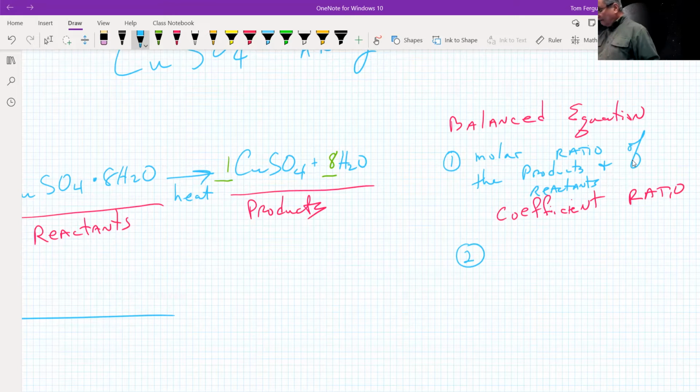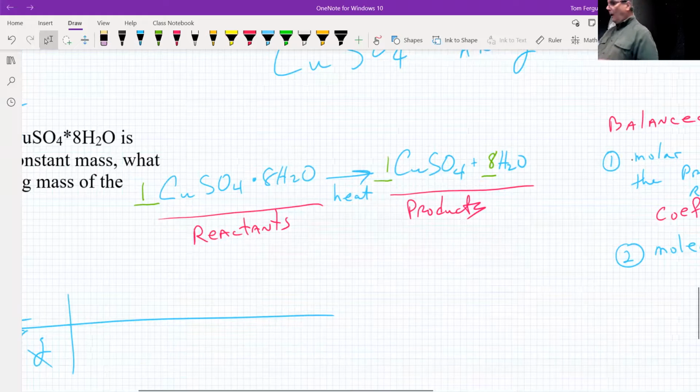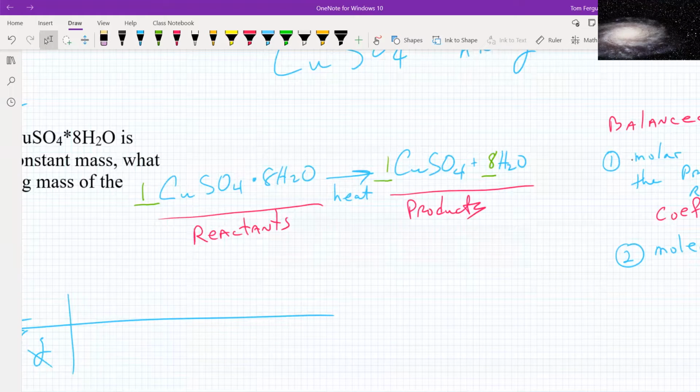Okay, this also is a molecular ratio. So that means one molecule of copper sulfate hydrate will yield one molecule. So both molar and molecular ratio. What word did I not mention? Gram, not mass. Only moles and moles. Only. No exception.